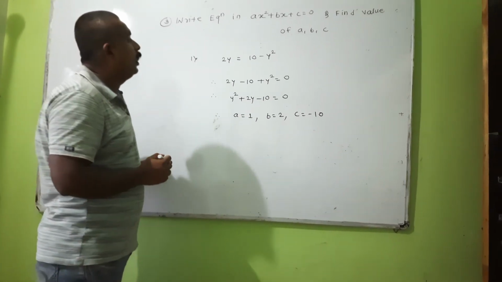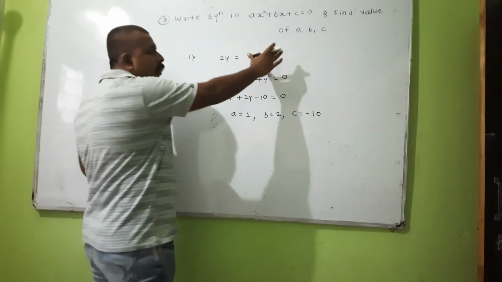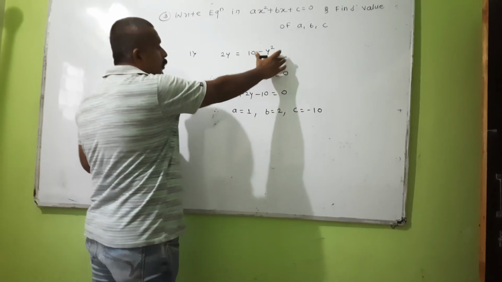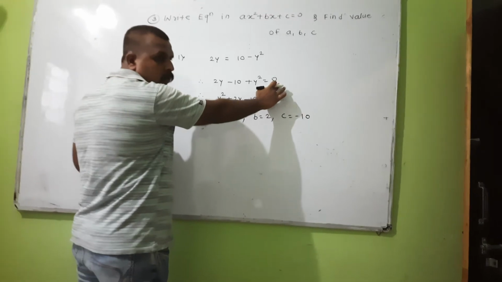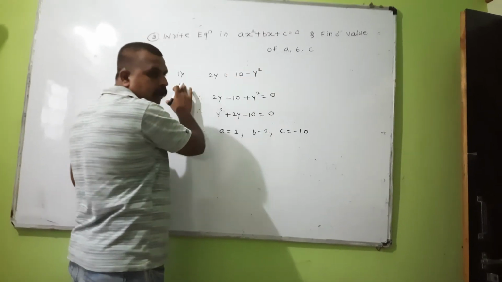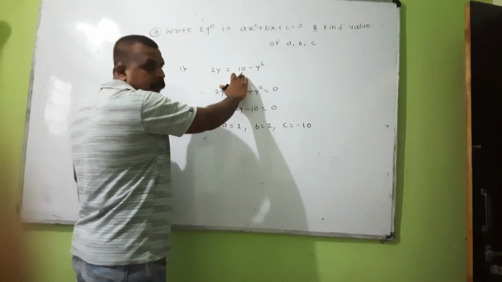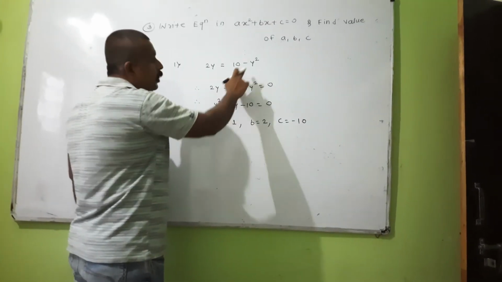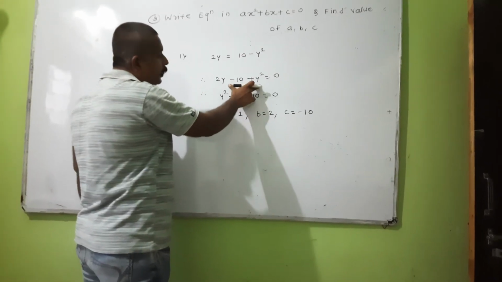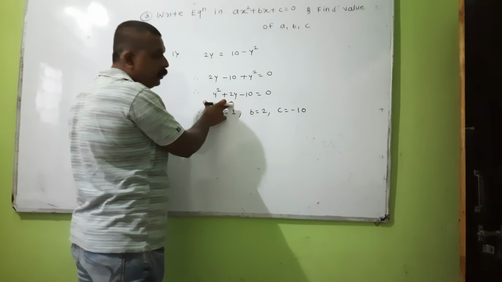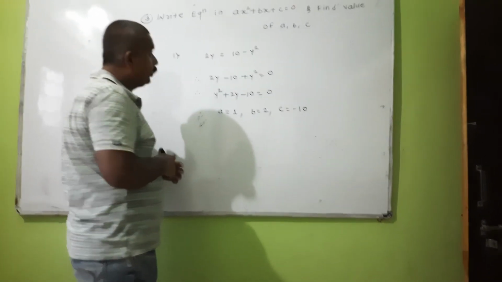So when they ask such a type of question, first of all you shift all the quantities from the right side toward the left side, so that on the right side there is 0. When we move the quantities to the left side, we change the sign, because this 10 has a plus sign, that's why it becomes minus 10. This y square has a minus sign, that's why it becomes plus. After that, we rearrange the terms with respect to their power, and then we find the values of a, b, c.